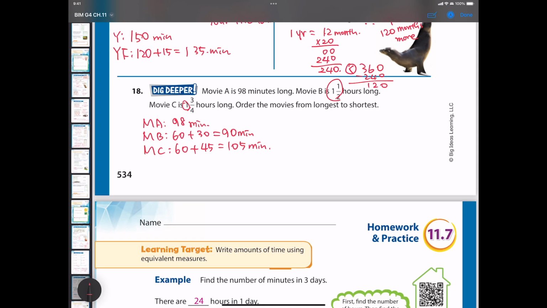All right, so I think we got it already. Movie B is 90, and this is in the middle, movie A, 98. And movie C is what? The longest. Order the movies from longest to shortest. Okay, so longest one is what? Movie C. And in the middle is movie A. And the shortest one is what? Movie B.